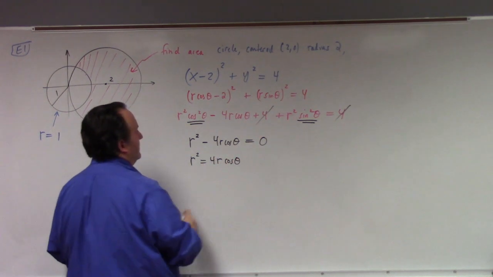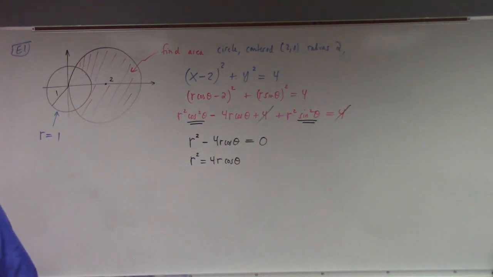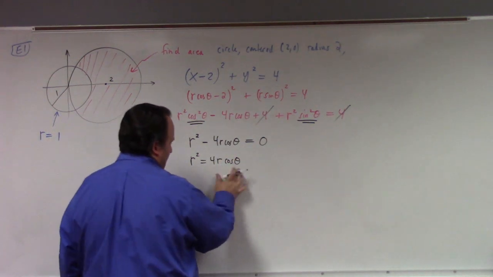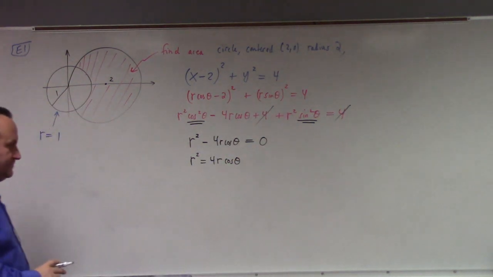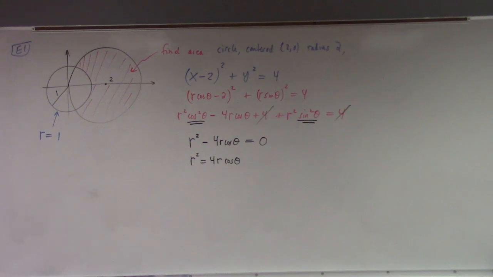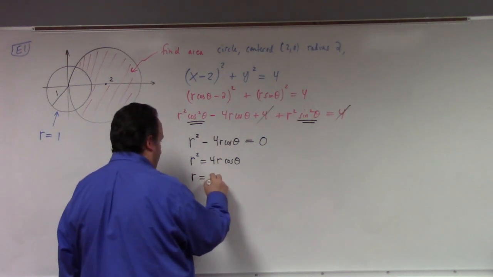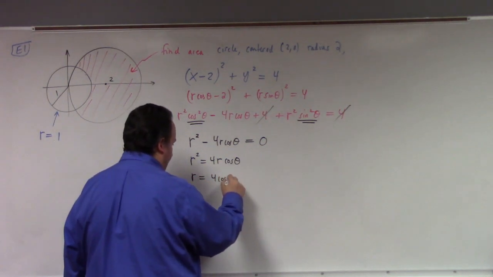I feel like I did something wrong here. No, never mind. I just remembered it wrong. I remembered that the book had a 2 cosine theta here, but it doesn't. It has, in fact, that 4 is there. So what's next? Divide by r, right? And you get what? r is equal to 4 cosine theta.